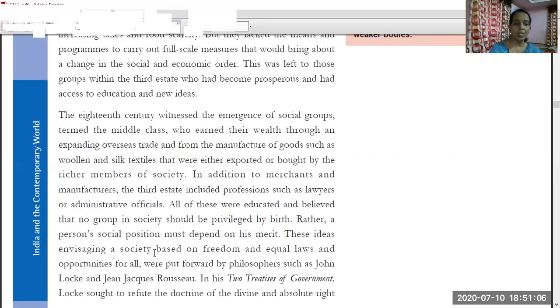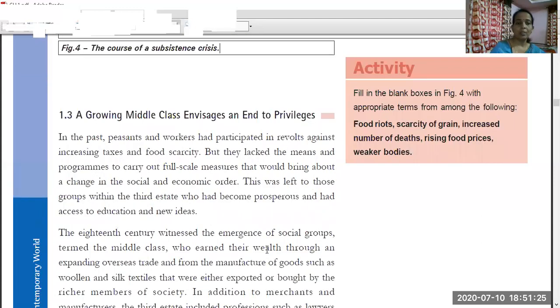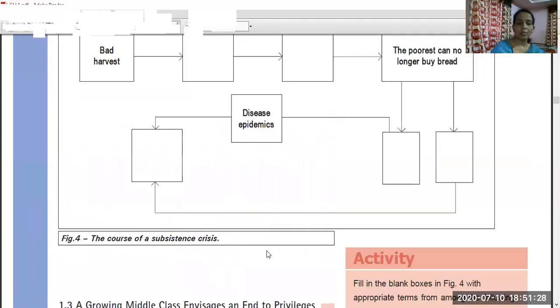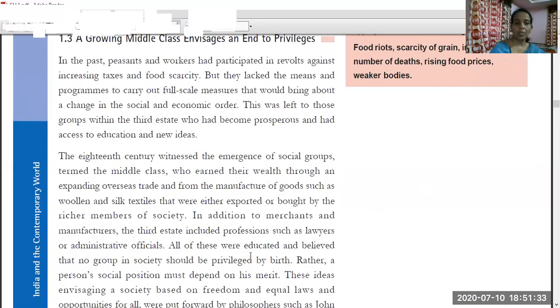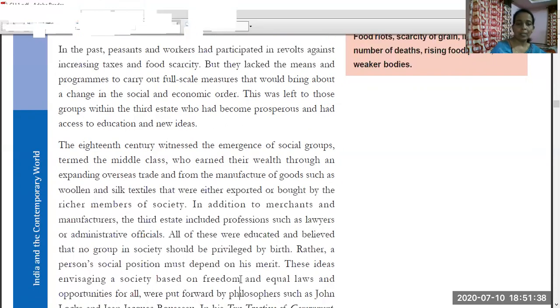These ideas envisaged a society based on freedom and equality, equal laws and opportunities for all. These people wanted freedom and equal laws. The laws should be the same for all, whether he belongs to the first estate, second estate, or the third estate. No one should get special privileges. These ideas were spread by the middle class philosophers.